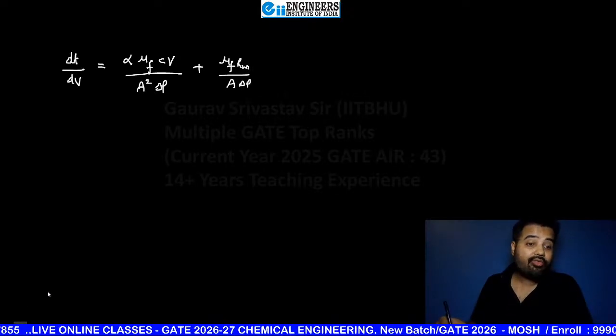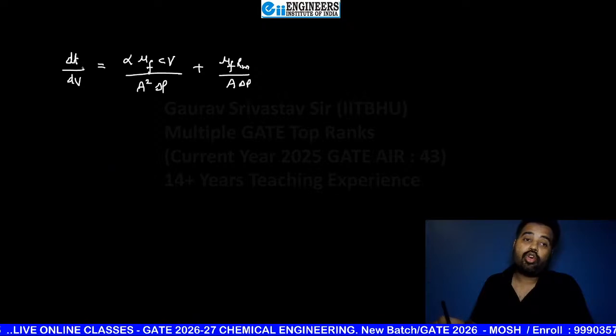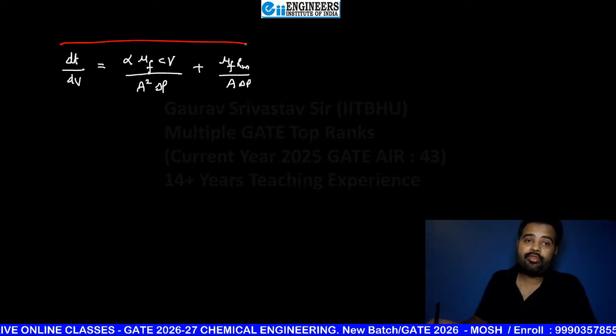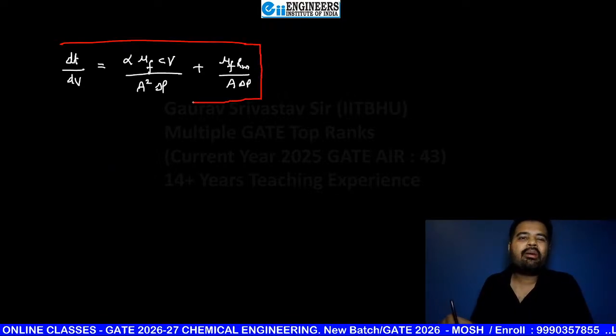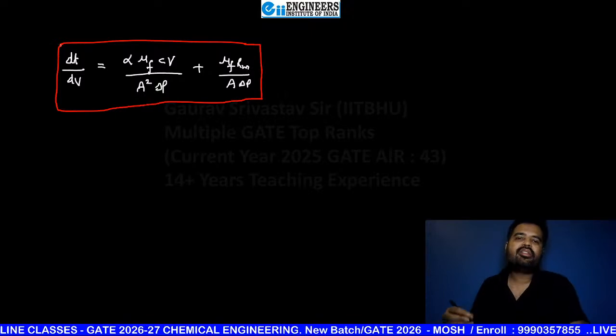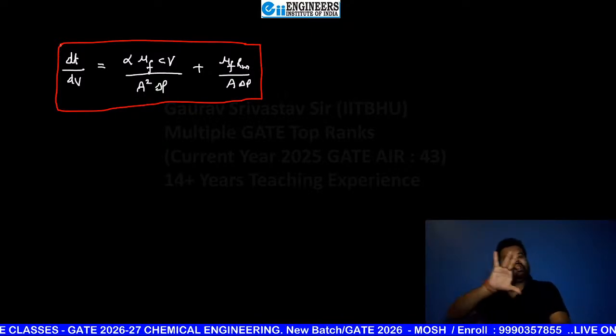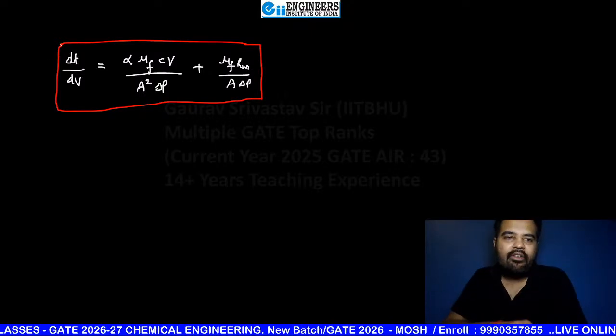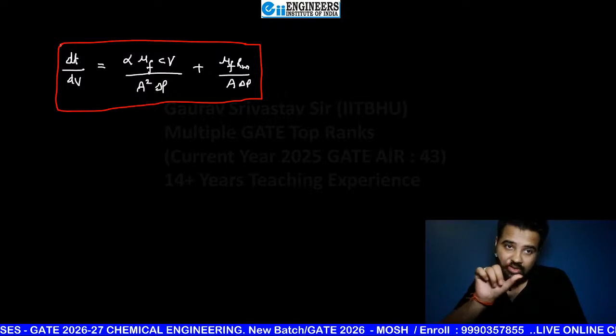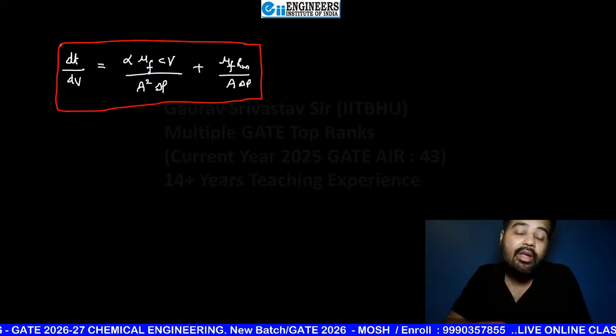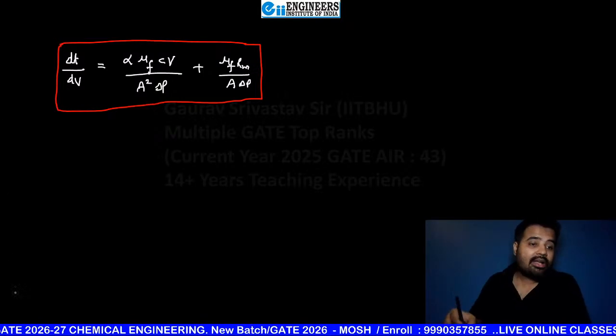This equation is also very, very important, beta. We need to remember all terms. You need to remember the complete equation. You can't even forget what alpha mu CV is. Everything you need to remember. You have to remember everything.